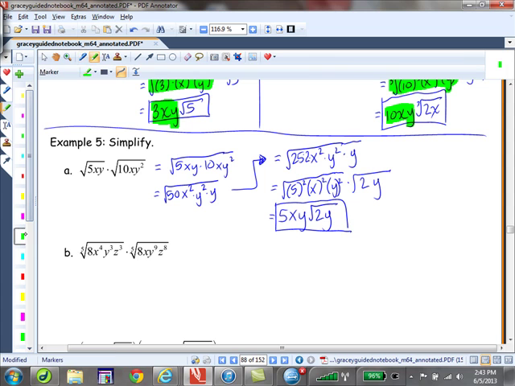Hopefully these are going better. People tend to find these a bit difficult, the radicals.